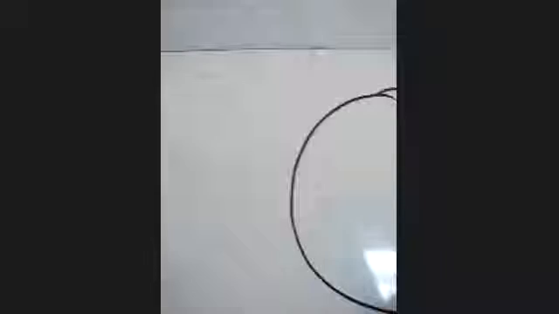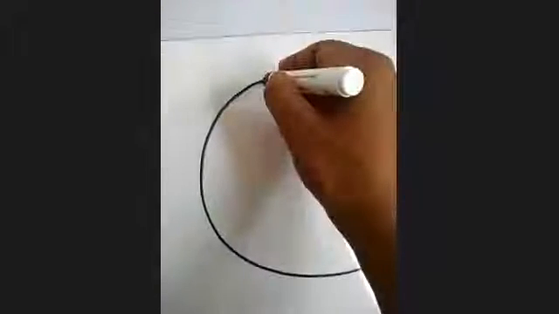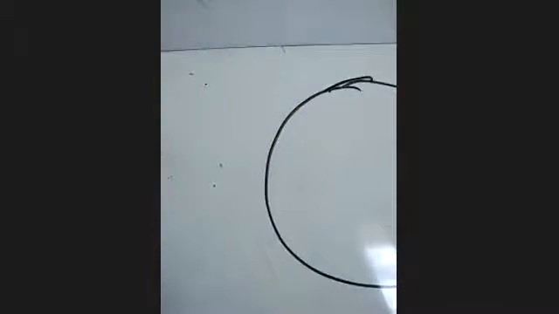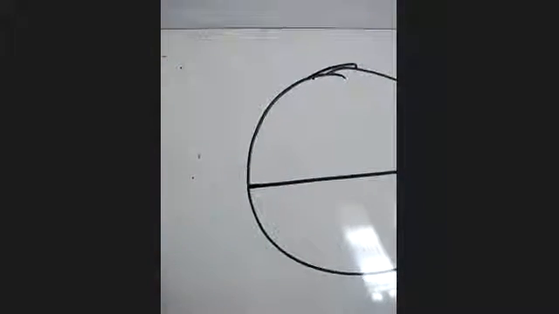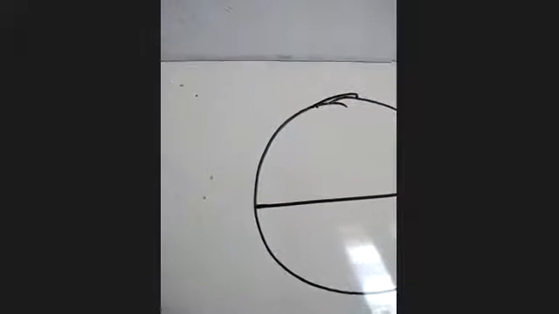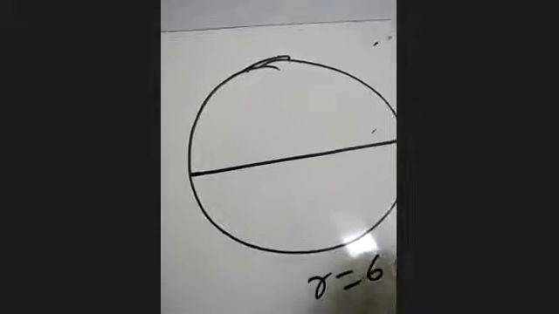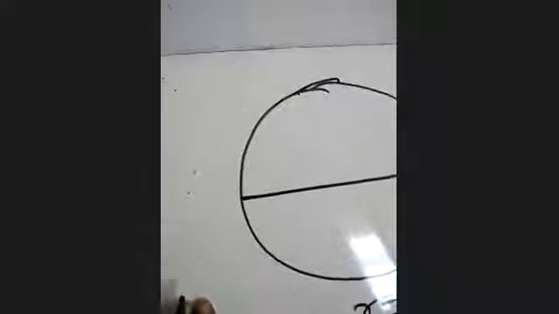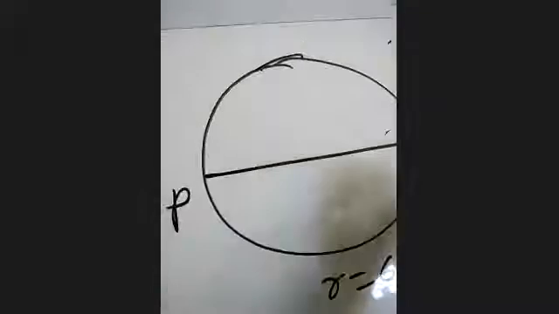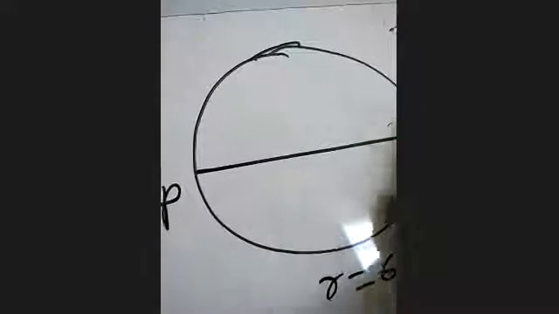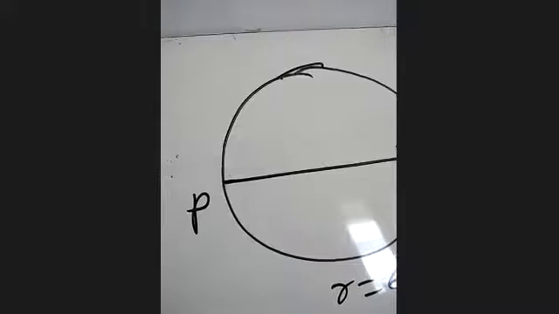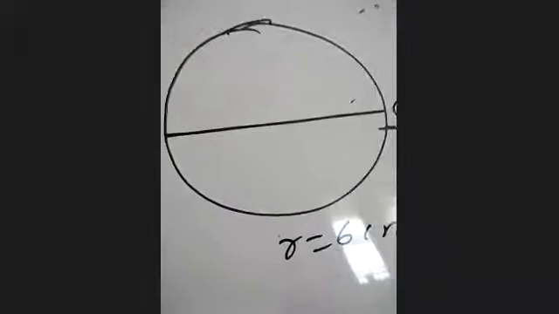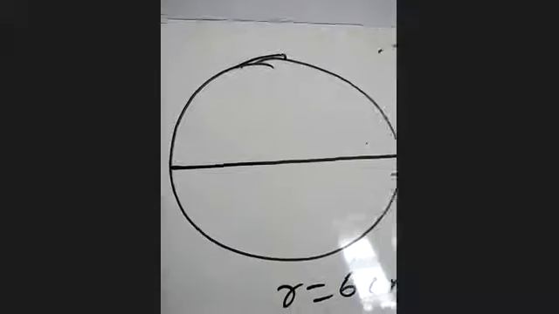You have this circle. The diameter of circle is given, and radius of circle is given as 6 centimeters. You are given this as a diameter. I am considering the notation of the problem as usual. PS is the diameter of circle and radius of circle is 6. Automatically you will think about what the diameter will be.